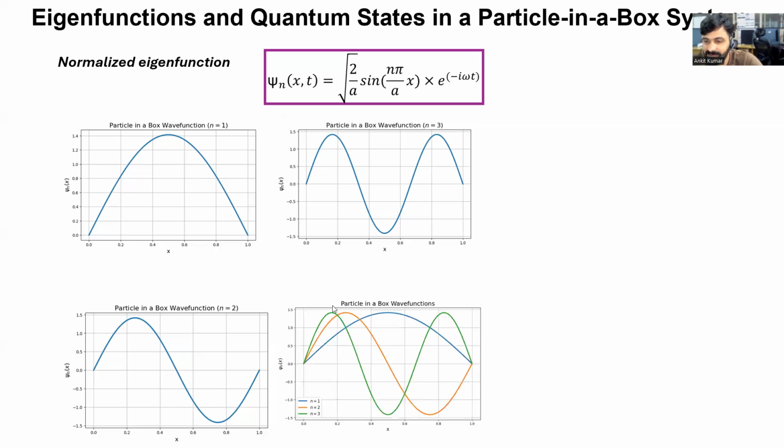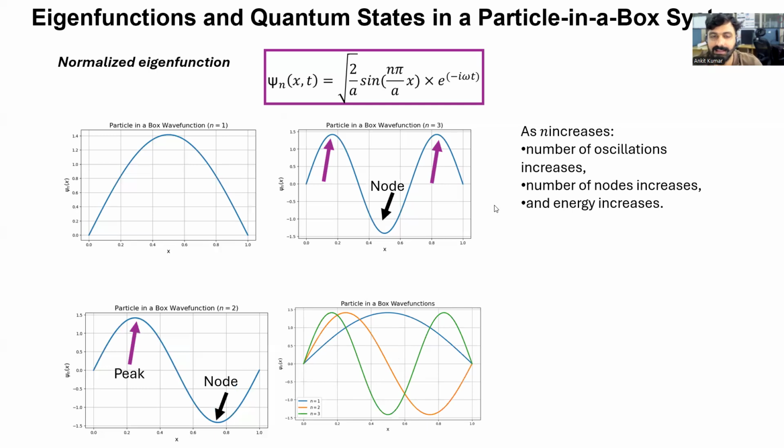And this one is the complete graph for n equals 1, 2, and 3. So basically, what you observe here is that this result tells you as n increases, the number of oscillations increases, and the number of nodes increases. So what is a node?